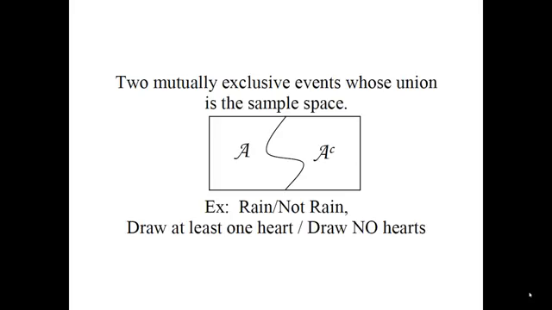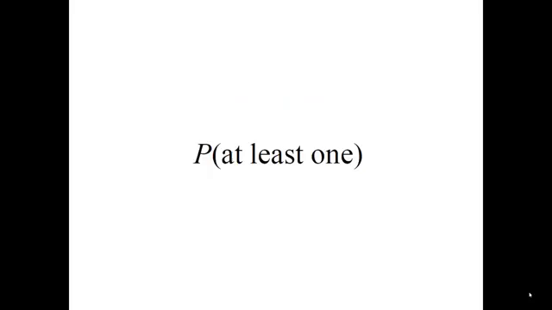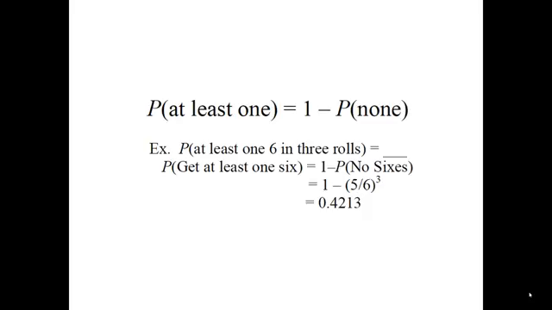Complementary events. Two mutually exclusive events whose union is the sample space. A complement. Example, rain or no rain. Draw at least one heart, draw no hearts. The probability of at least one. The probability of at least one is equal to 1 minus the probability of none.